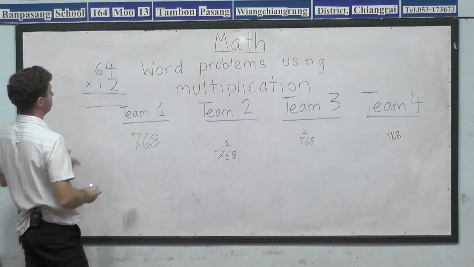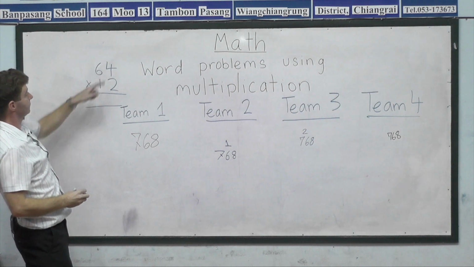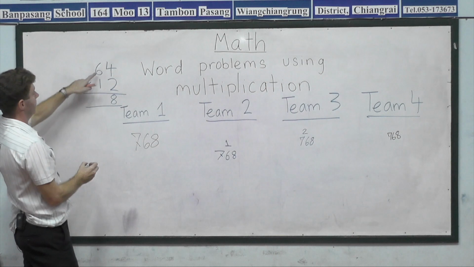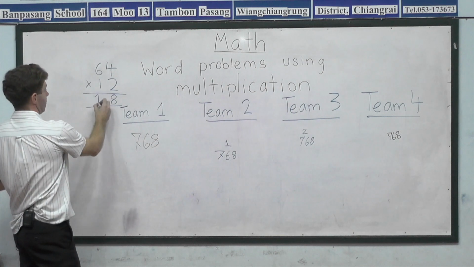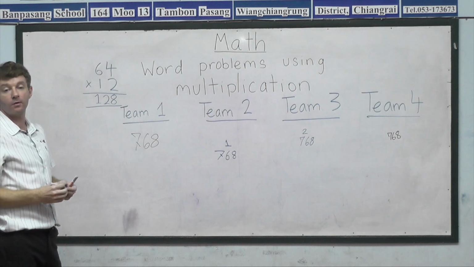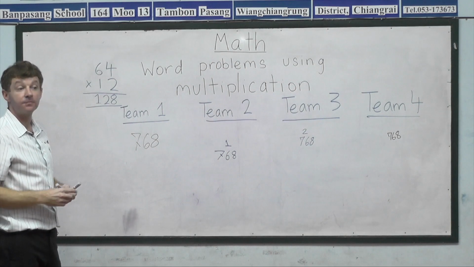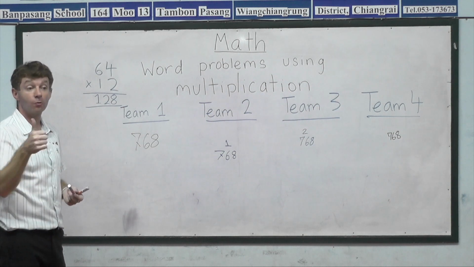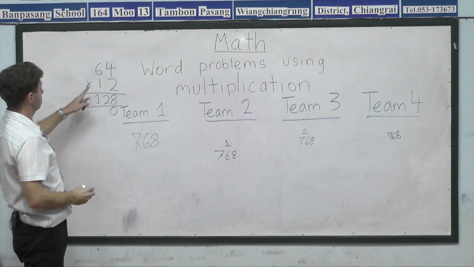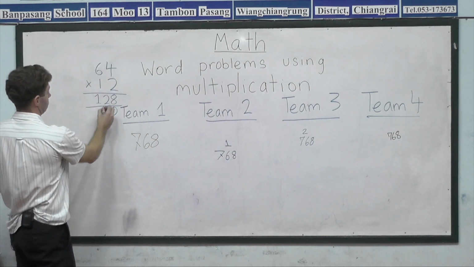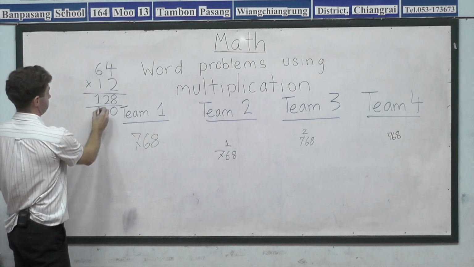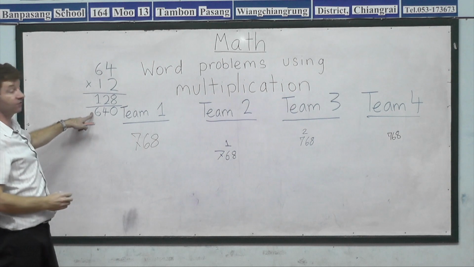Okay, so let's say 2 times 4 equals 8. 2 times 6 equals 12. Excellent. So our answer for step 1 is 128. Excellent. Now we move on to step 2. So what's the first thing we do? 0. 1 times 4 equals 4. 1 times 6 equals 6. So our answer for step 2.